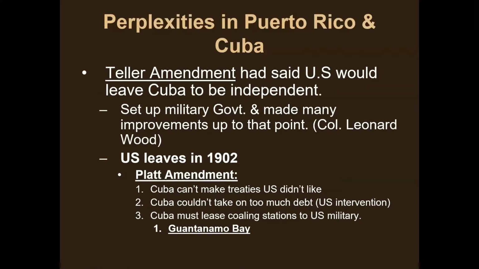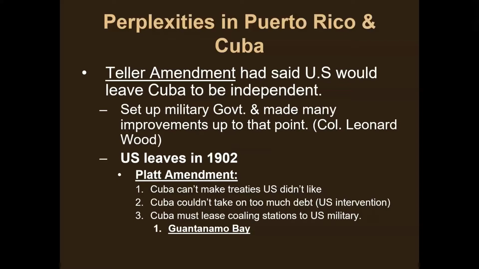Lastly, looking at Cuba, the Teller Amendment, as we've already discussed, said that the United States would leave Cuba to be independent, and so the United States, in spirit, abided by that, but in reality, we were still going to be involved, and we'll see how. So the U.S. set up a military government and made many improvements up to this point in determining this. Colonel Leonard Wood, for the time after the war, was the one in charge of the island, and so we do leave, according to the Teller Amendment, in 1902, so 4 years after the conflict started and ended.